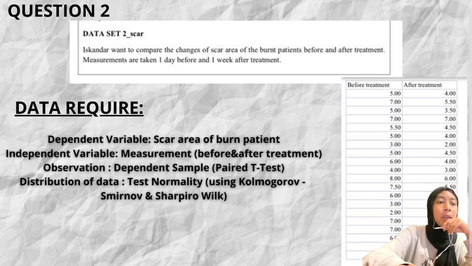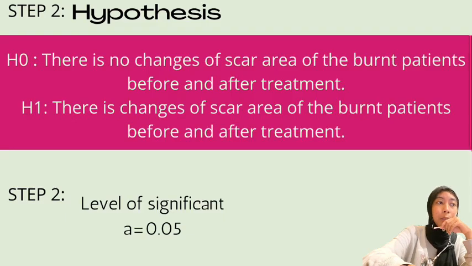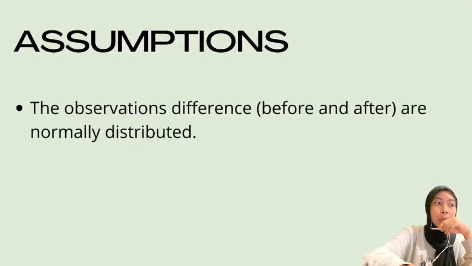For distribution of data, we look at the test of normality. We use Kolmogorov-Smirnov and Shapiro-Wilk. We go to the hypothesis. The null hypothesis H0 is there is no change of scar area of burn patients before and after treatment. And H1 is there is a change of scar area of the burn patients before and after treatment. Remember the level of significance is alpha equal to 0.05. The assumption for this one is that the observation difference before and after is normally distributed.